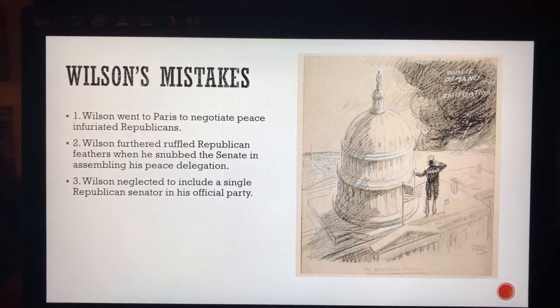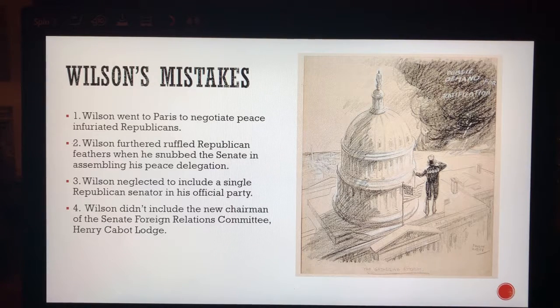The next thing, Wilson neglected to include a single Republican senator in his official party to Paris. And the last thing is Wilson did not include the new chairman of the Senate Foreign Relations Committee, Henry Cabot Lodge. So looking at this political cartoon, there's Lodge. He's left here.